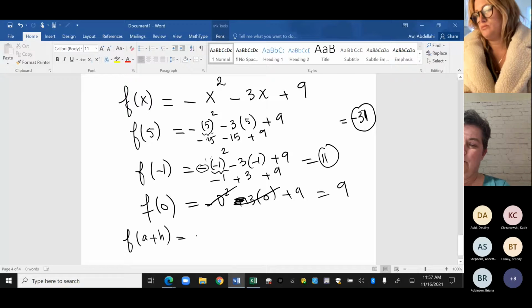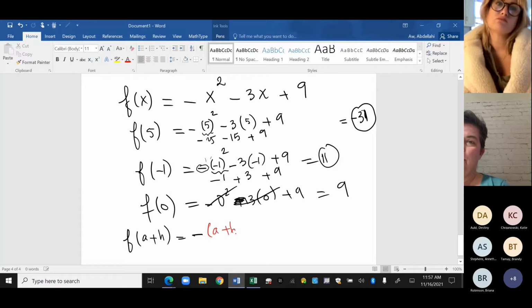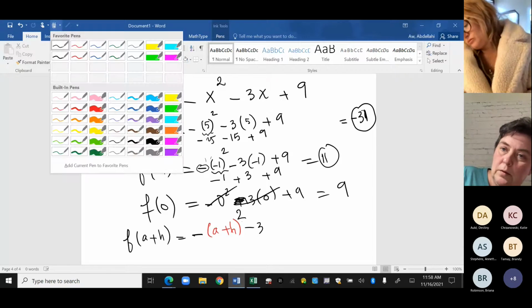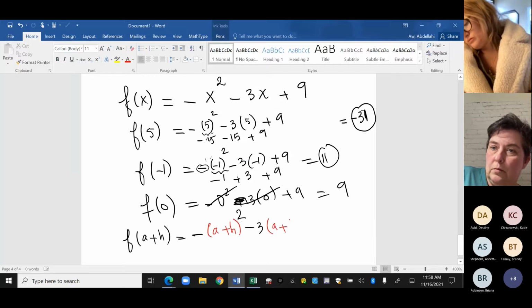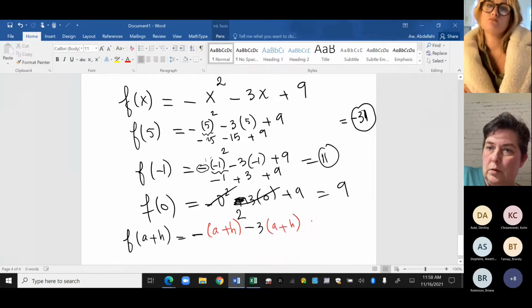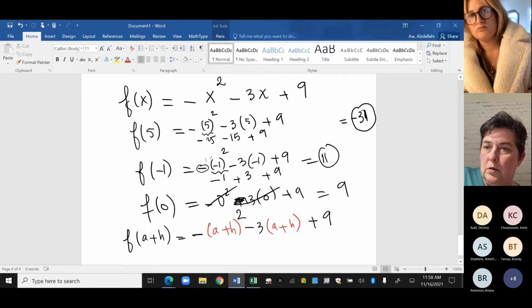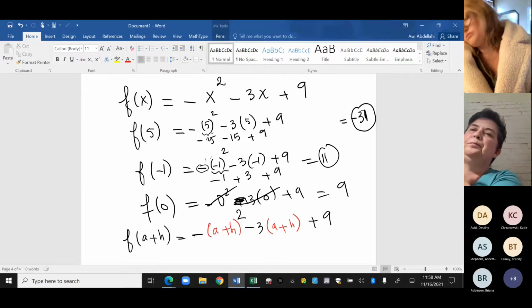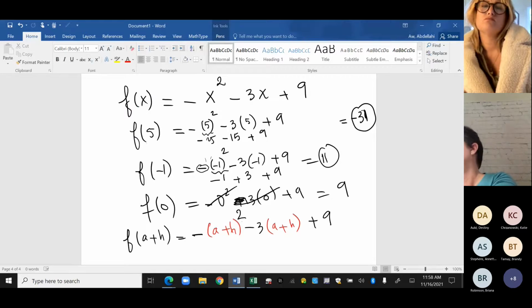So for instance, it's going to be negative, I put a plus h squared, right? Minus 3 parentheses a plus h, and then plus 9. You see? That substitution step should always be an easy step. And then when you have to simplify it, you go ahead and simplify it. But that step should be an easy step. That is evaluating a function. All right? That is evaluating a function.